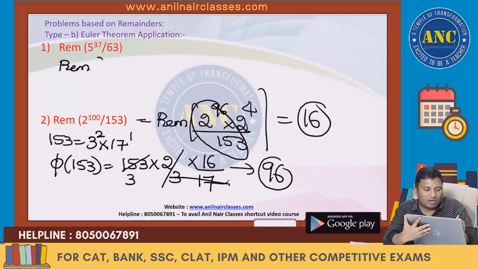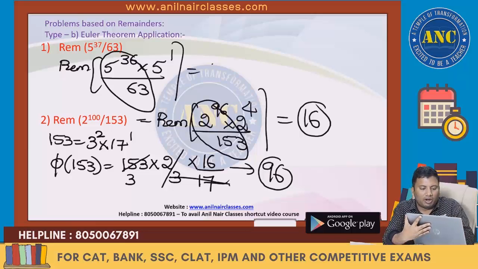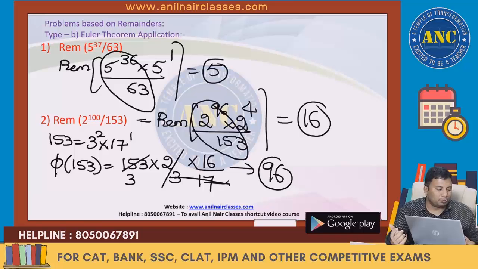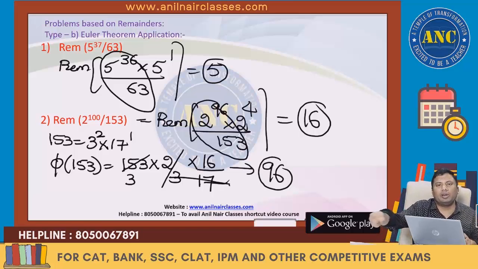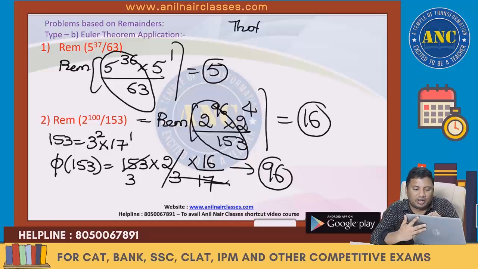First one, how much did we get as the answer? 5 power 36 into 5 power 1 divided by 63. This is 1, 1 5s are 5. First two problems, see here. In the negative remainder, determining which power of 2 when divided by 153 gives 1 becomes a little complicated. Now it becomes a little easy. You can determine which power of the numerator when divided by the denominator is 1 or -1 by using Euler's quotient function.